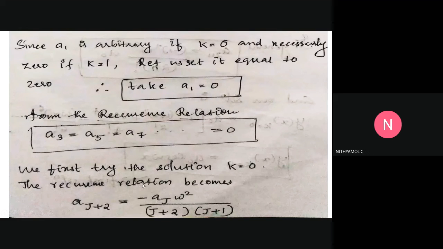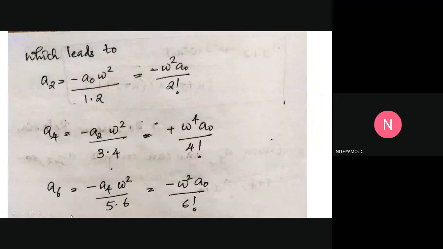a_{j+2} is equal to minus omega square a_j divided by (k+j+2)(k+j+1). Here we can put k is equal to 0. Then our recurrence relation becomes a_{j+2} is equal to minus a_j omega square divided by (j+2)(j+1). So which leads to, then we can find the value of a2, a4, and a6. We can compute the values of a2, a4 and a6 in terms of a0.